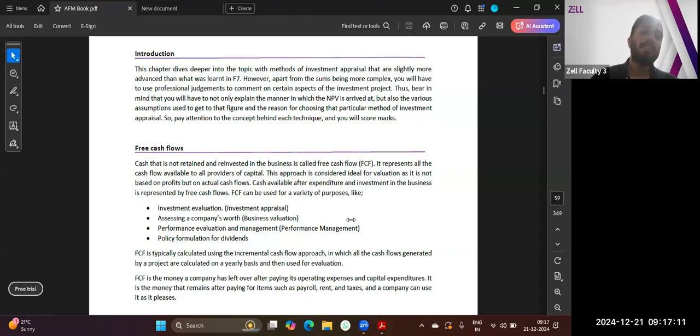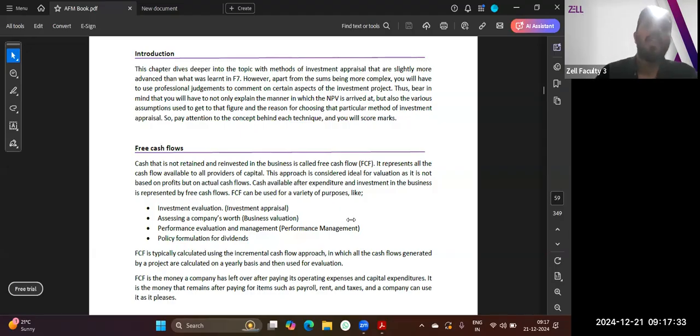Similarly, profits that are there, the net profits and all, are subject to manipulation. Why? Because you can interpret the law. You can interpret the accounting standards, you can interpret these things. Clear? Any questions till now?